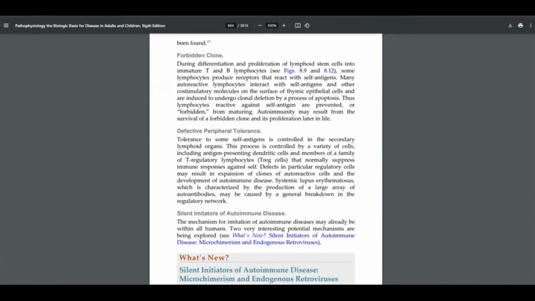The forbidden clone. During differentiation and proliferation of lymphoid stem cells into immature T and B lymphocytes, some lymphocytes produce receptors that react with self-antigens. Many autoreactive lymphocytes interact with self-antigens and other costimulatory molecules on the surface of the thymic epithelial cells and are induced to undergo clonal deletion by a process of apoptosis. Thus, lymphocytes reactive against self-antigens are prevented, or forbidden, from maturing. Autoimmunity may result from the survival of a forbidden clone and its proliferation later in life.